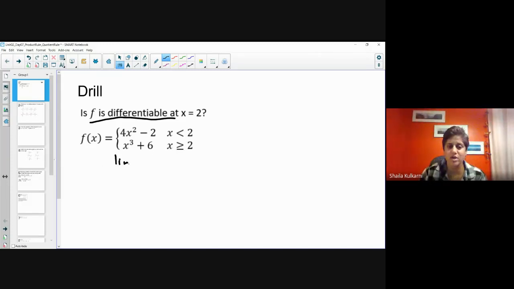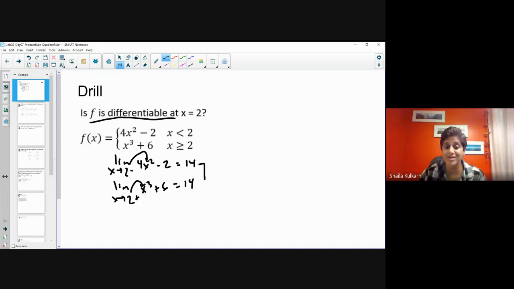So let's do continuity first. We have the limit from the left, which is the less than. So I'm going to plug it into 4x squared minus 2, and I get 2 squared, which is 4. 4 times 4, which is 16. 16 minus 2, which is 14. And I'm going to do the limit from the right, which is the x cubed plus 6. So 2 cubed is 8. 8 plus 6 equals 14. So the limit exists. And then the equal sign is right there. So f of 2 is also 14. You don't need to show the calculation again.